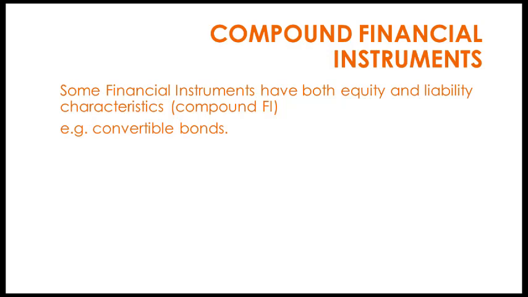Compound financial instruments will have the characteristics of both equity and liability instruments. So an example of this is convertible bonds. The convertible bonds are bonds, or debentures, where you can convert it into equity at some future time.